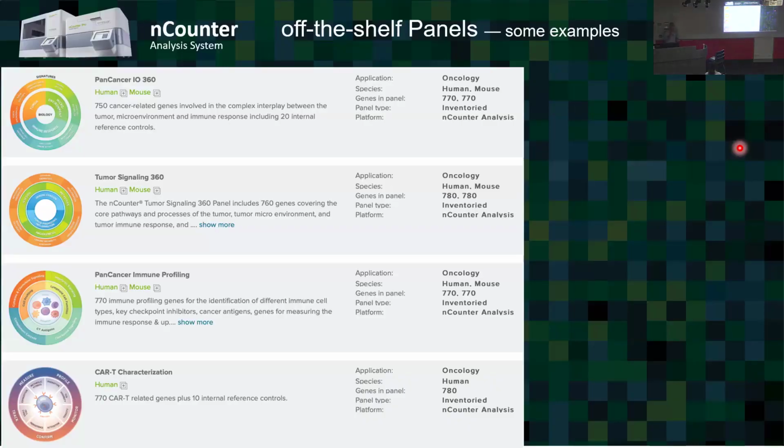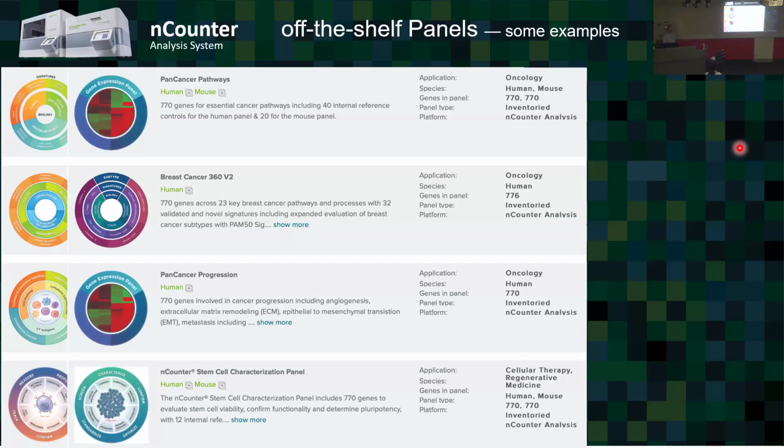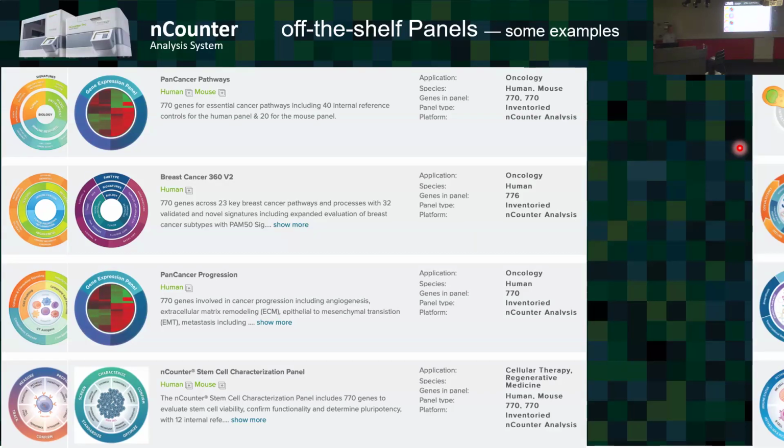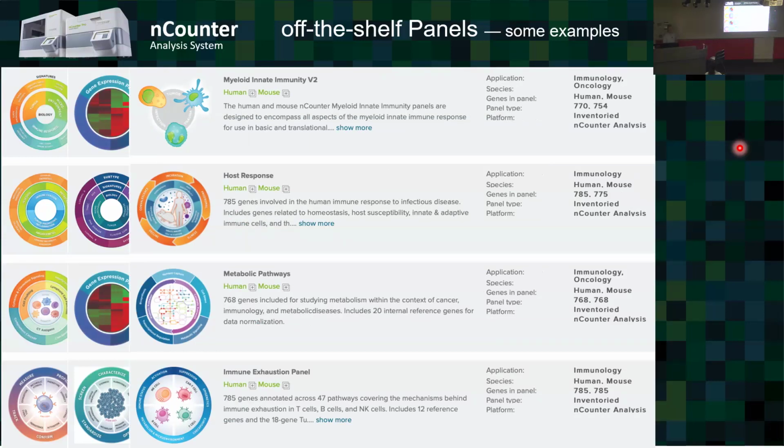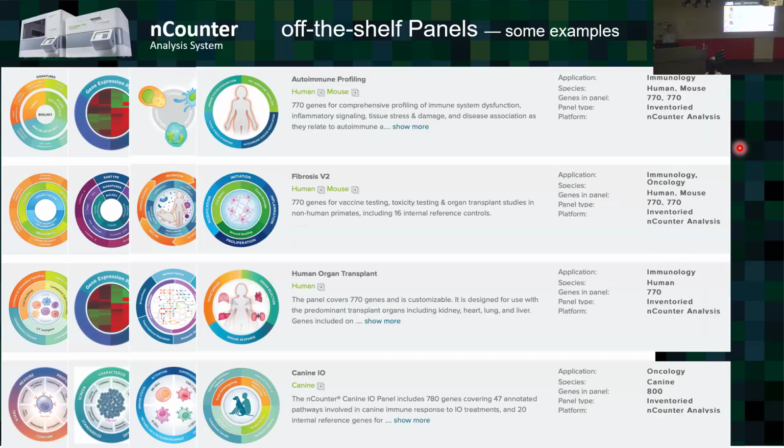Now, the way the technology is mostly used in Australia anyway is with off-the-shelf panels. So these are highly curated target sets. And you can see some examples here for cancer, for tumor signaling, immune profiling. You know, there's more: cancer pathways, breast cancer, cancer progression, myeloid innate immunity, host response, metabolic pathways, immune exhaustion, autoimmune profiling, fibrosis, organ transplants, and dogs, and maybe one more set, but then you get the idea.